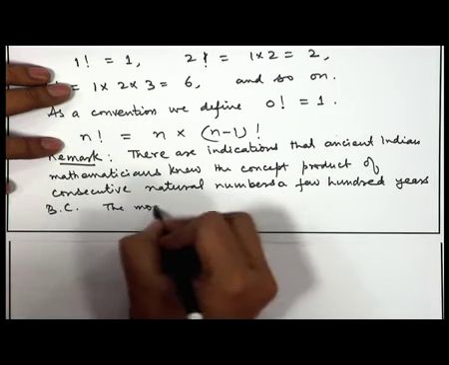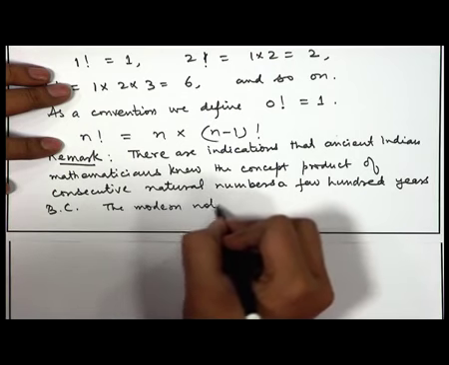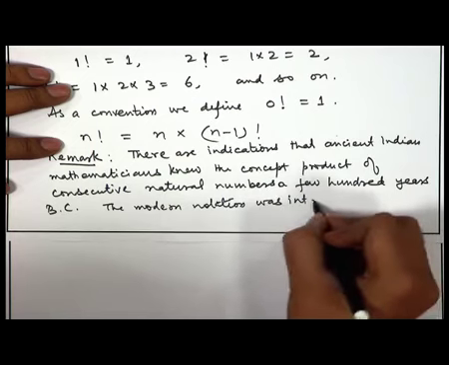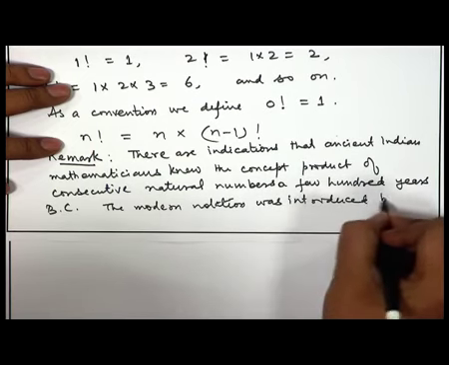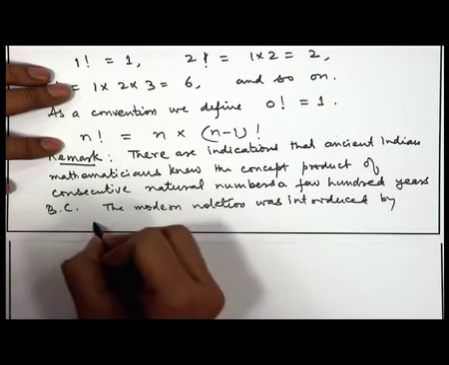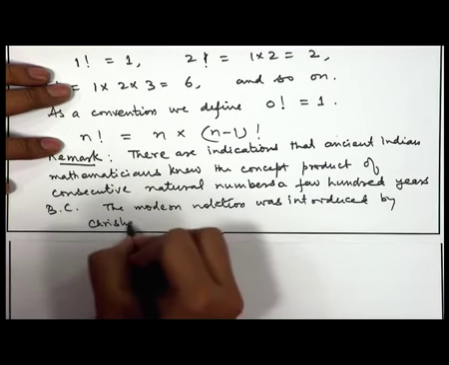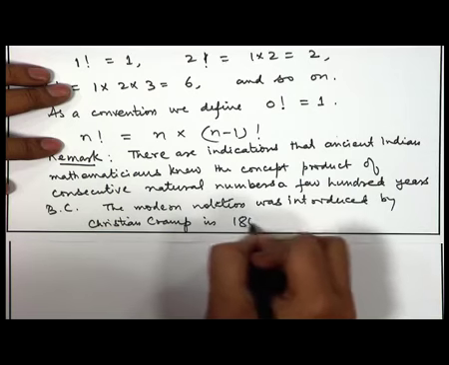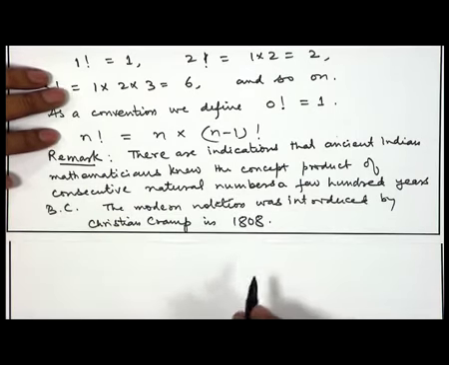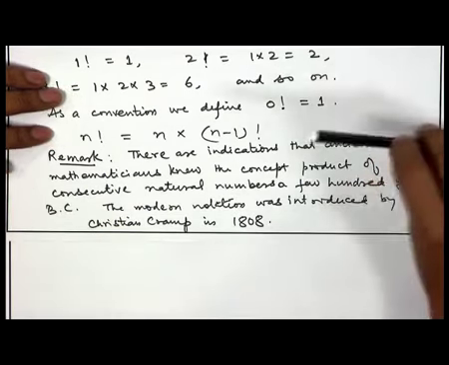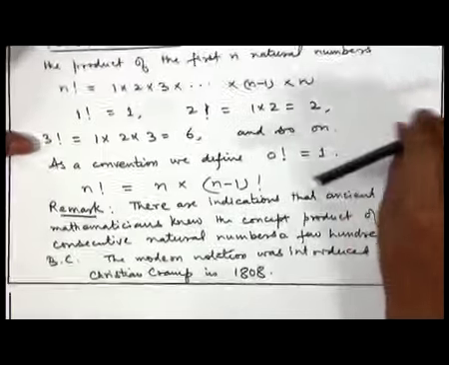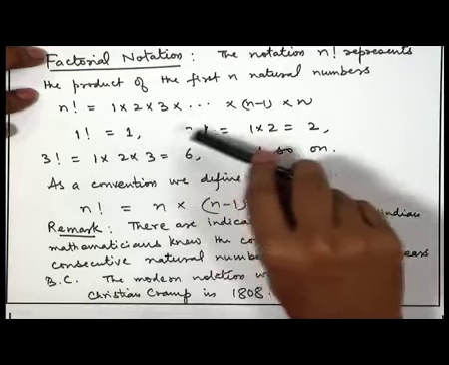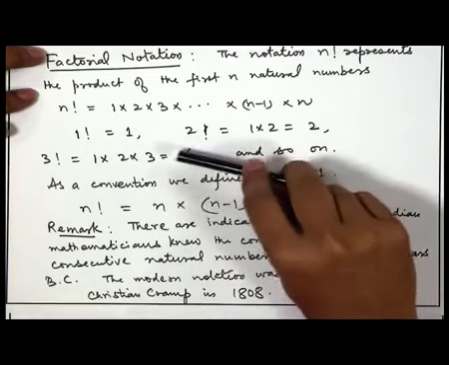The modern notation was introduced by Christian Kramp in 1808. What is important to observe about this notation? So, for example, 1 factorial is 1, 2 factorial is 2, 3 factorial is 6.